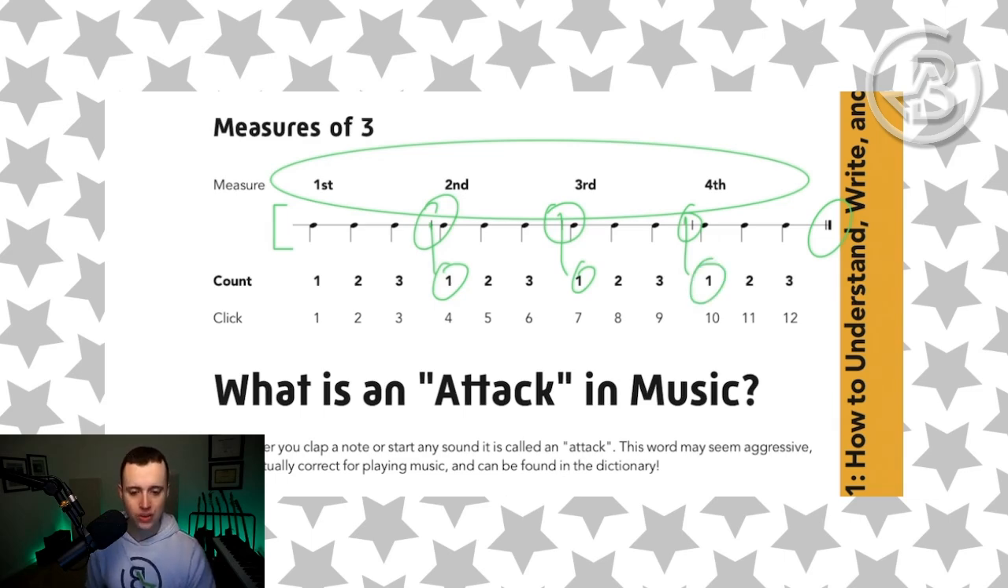So this is what this would sound like. Giving myself a count in. 1, 2, 3. 1, 2, 3. Measure 2. 1, 2, 3. Measure 3. 1, 2, 3. Measure 4. 1, 2, 3. There you go. So that was 12 claps or 12 counts. But every time we got to a new measure, we started over at 1.